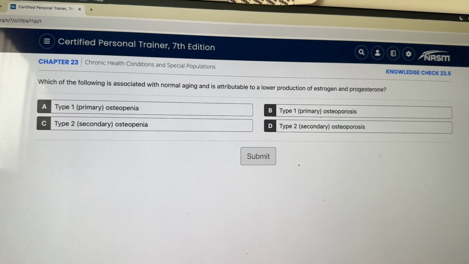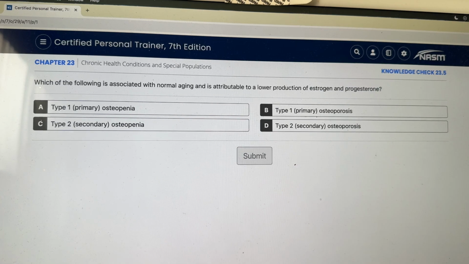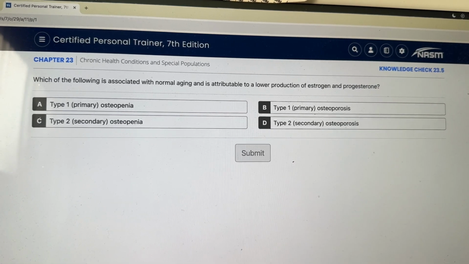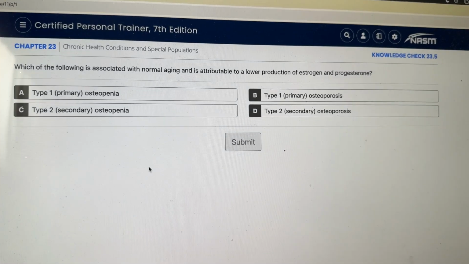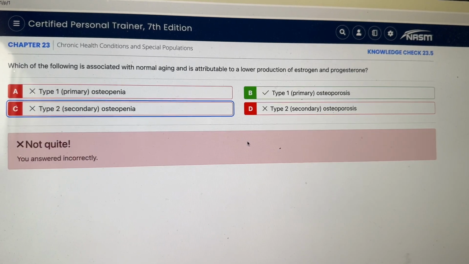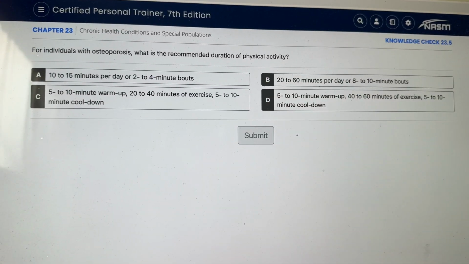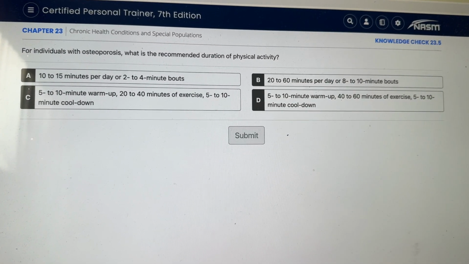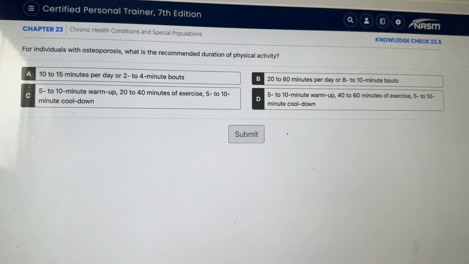Which of the following is associated with normal aging and is attributable to a lower production of estrogen and progesterone? I'm going to say secondary. Oh my gosh. For individuals with osteoporosis, what is the recommended duration of physical activity? I think it's this one.